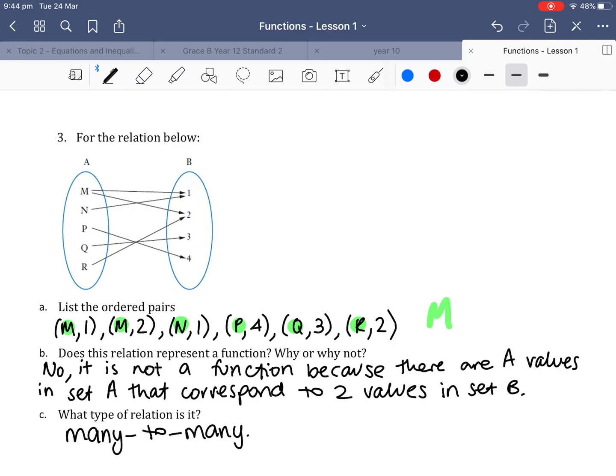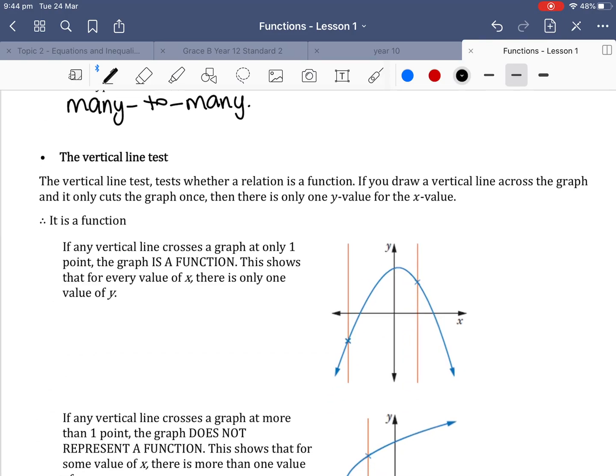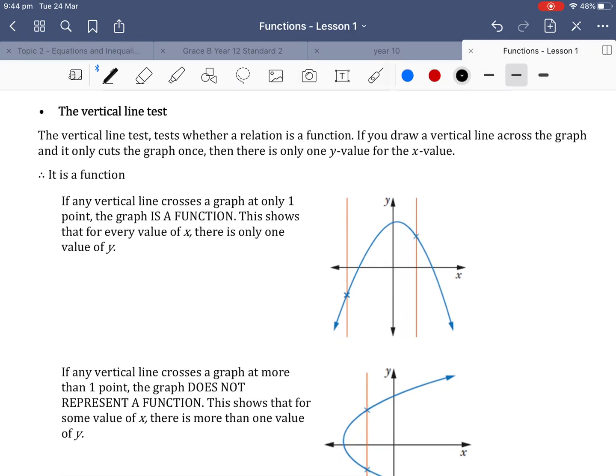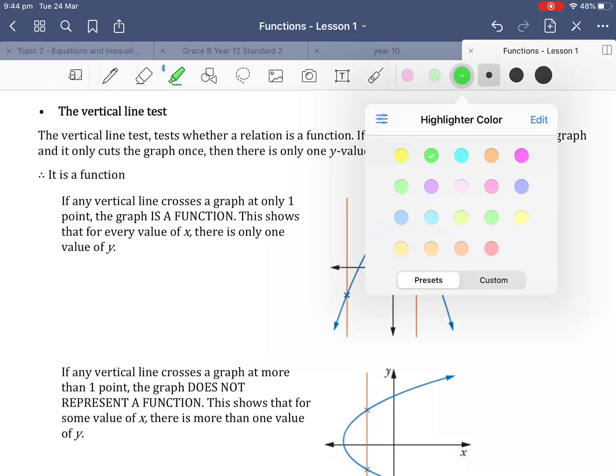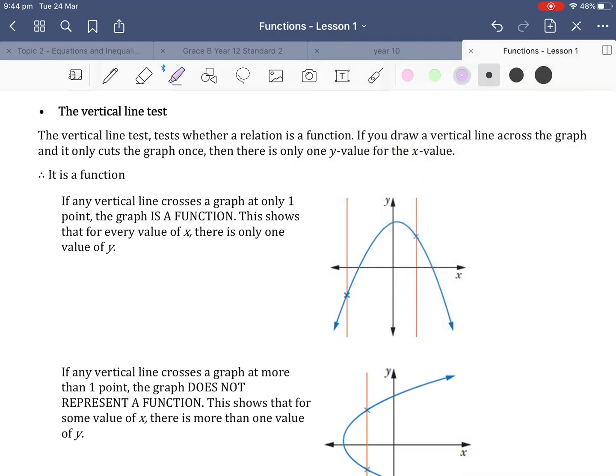Also, if you're stuck and you have a picture of the relation or you've drawn a picture of a relation, just look back at your notes for now. You're going to get better at doing this, and it's just all going to be about practice. Moving on, we're going to talk about some tests that we can do when we have some graphs to tell whether our relations are functions or not, and what type of relations they are.